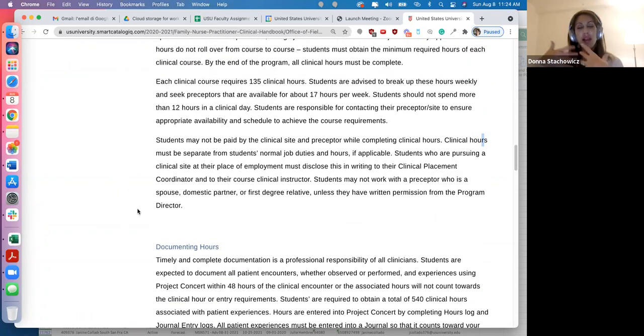A lot of students like to network with their place of employment to do clinical hours. I don't recommend it. I don't recommend it. I was a nurse for 10 years before I was an NP for 10 years. And if I were to do clinicals at my RN place back when I was an RN, I know for a fact that they would take advantage of me.